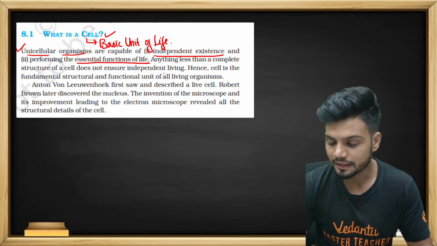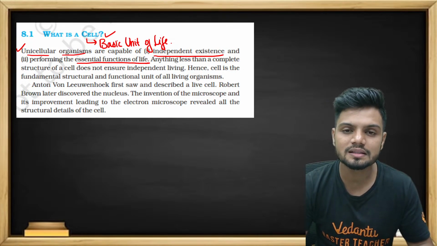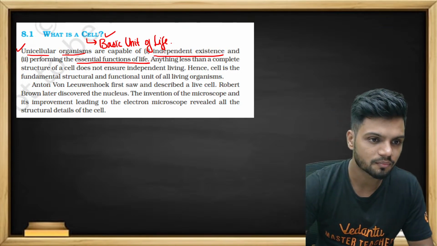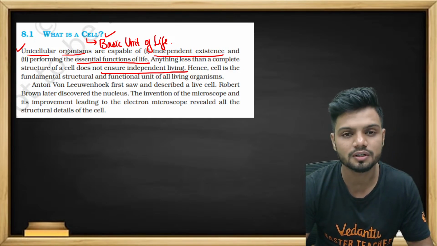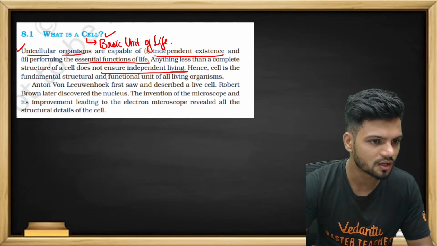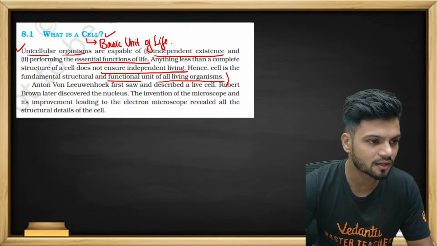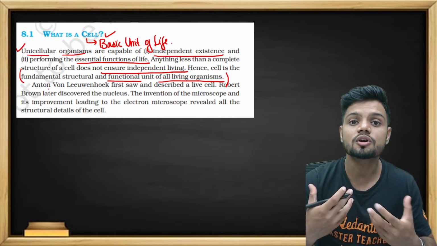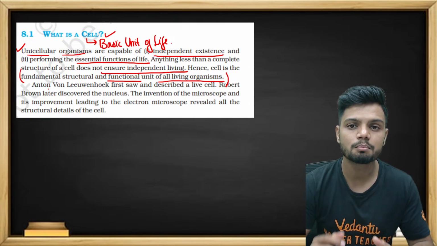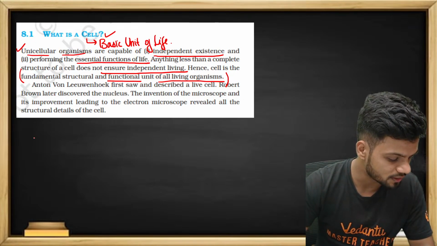That is, deriving the nutrition, digesting the nutrition, and releasing the waste material. Essential functions of life, and also reproduction. Anything less than a complete structure of a cell does not ensure independent living. That is, basically, if it is not complete, it is not independent. Hence, a cell is the fundamental structural and functional unit of all living organisms. That is, structurally, every single organism is made up of multiple cells or a single cell.